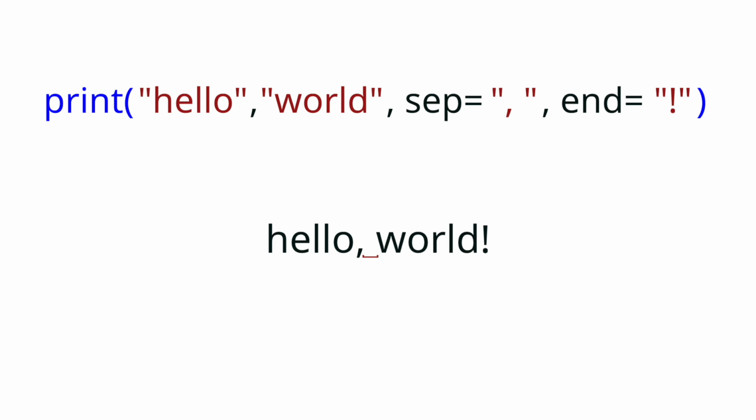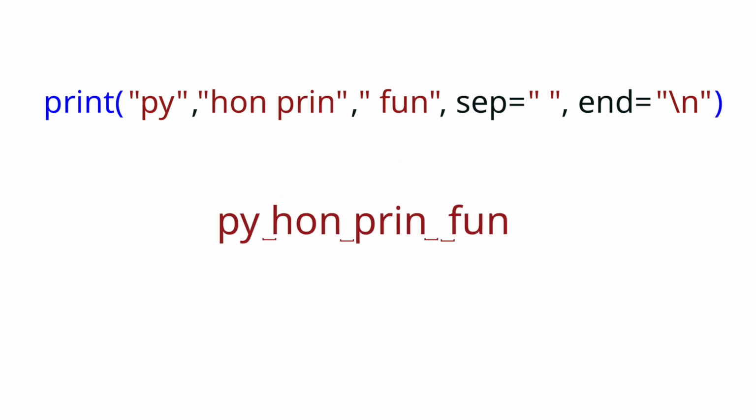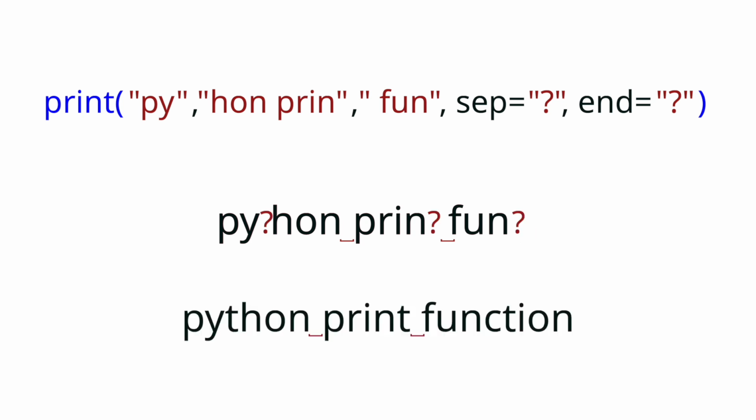hello, world! Now, in the following code, print("py", "thon", "print", "function", sep=" ", end="\n"), modify the sep and end parameters so that the output becomes Python print function.